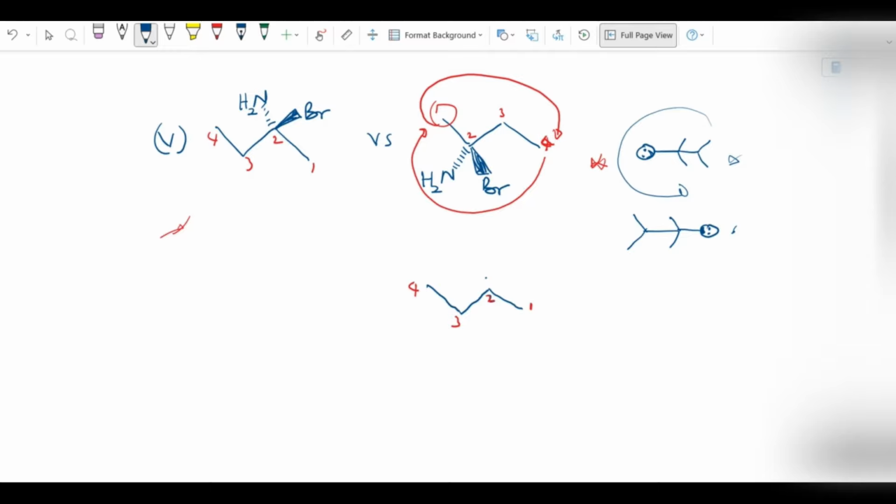So that means we will have our NH2, because NH2 is on a dash bond here, it will remain dash here. The bromo group is on a wedge bond. You leave it as a wedge bond. And if you compare these two compounds, they are exactly the same thing. Let's go to the next question.